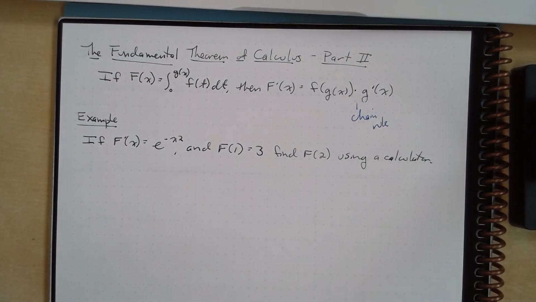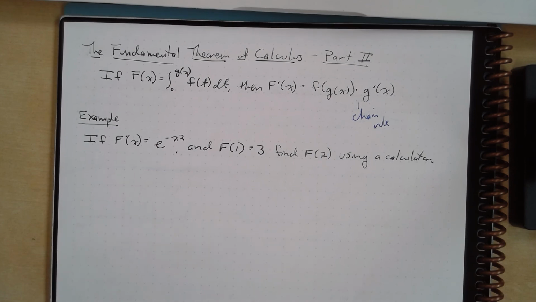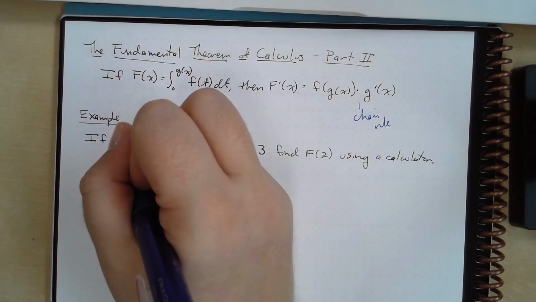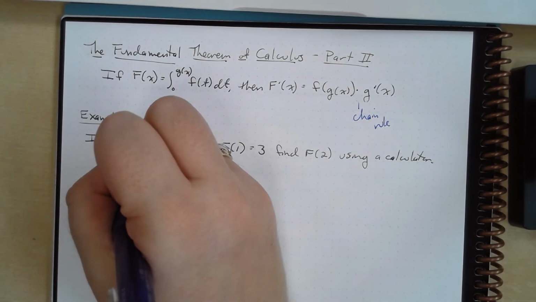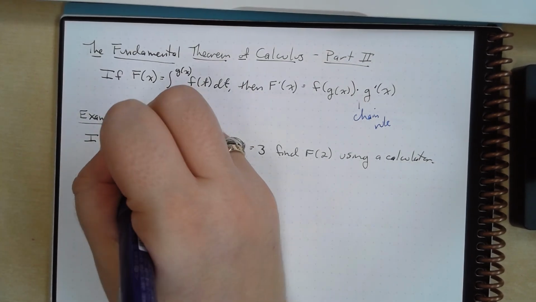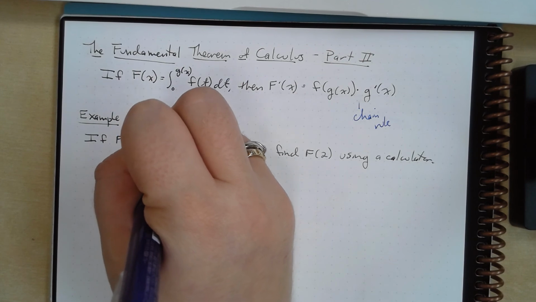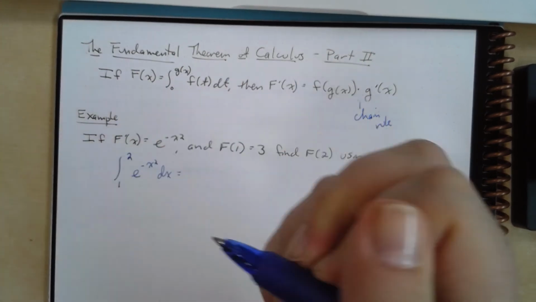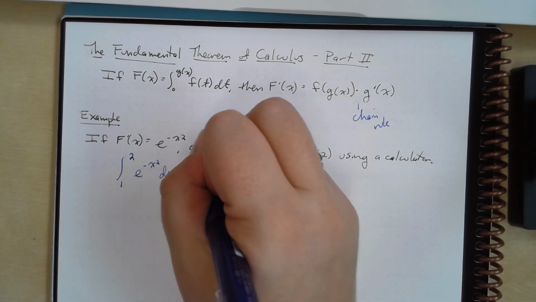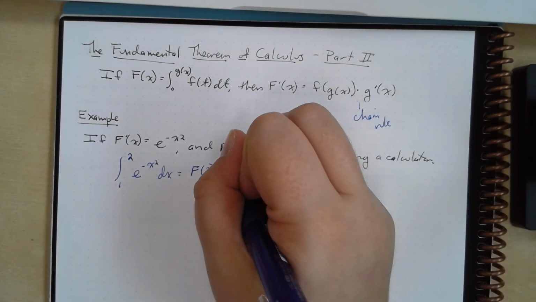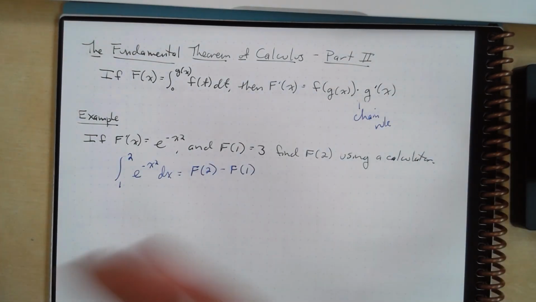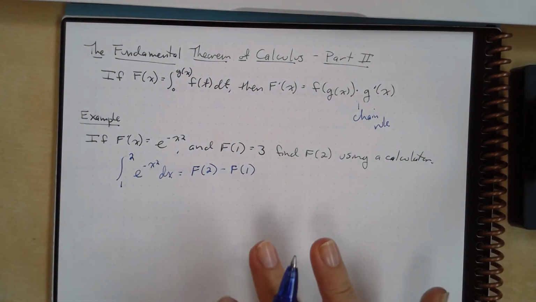So let's just do one example here. If f of x is equal to e to the negative x squared and F of 1 is equal to 3, find F of 2 using a calculator. Well, we can see here that the integral from 1 to 2 of e to the negative x squared dx is going to be equal to F of 2 minus F of 1, right? That follows from our fundamental theorem of calculus.